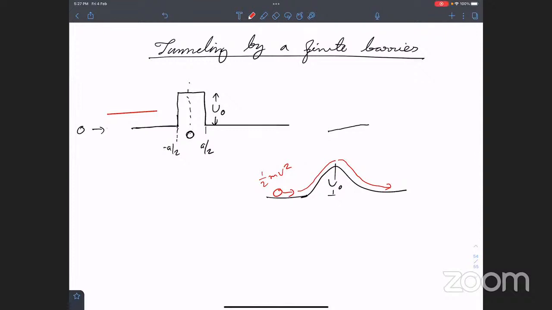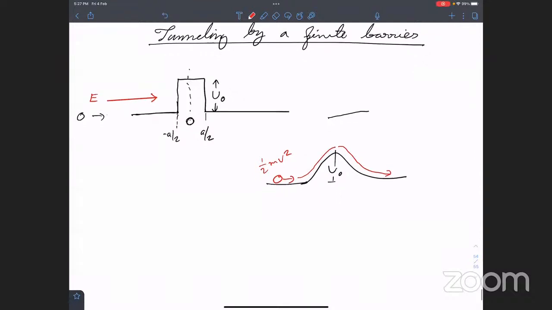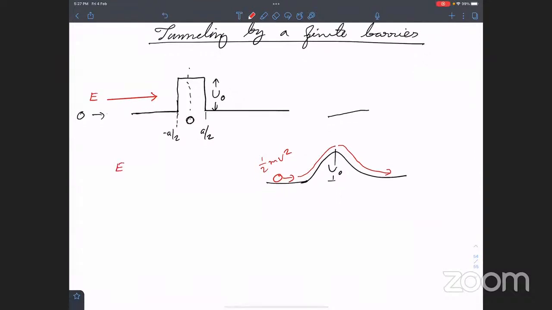So we want to do essentially the same thing. We want to send in an electron whose kinetic energy, or whose total energy, you can think about it, is some value E. Or we are sending a plane wave electron wave function whose eigen energy is E. Now there are two possible cases: E is less than U naught, or E is greater than or equal to U naught.